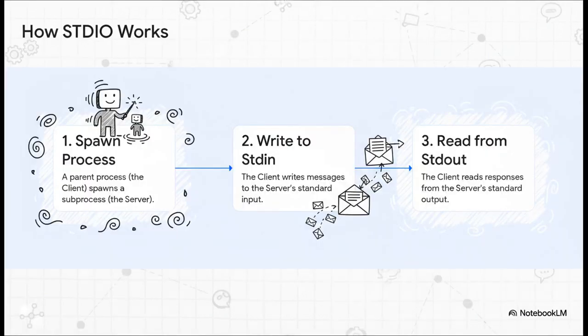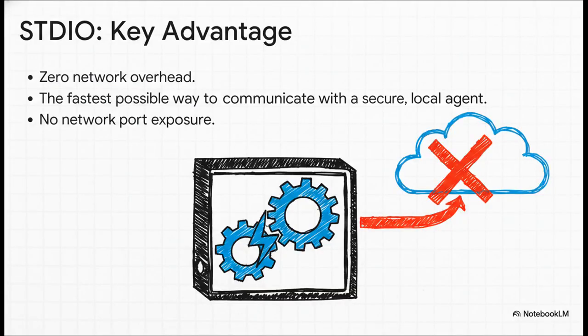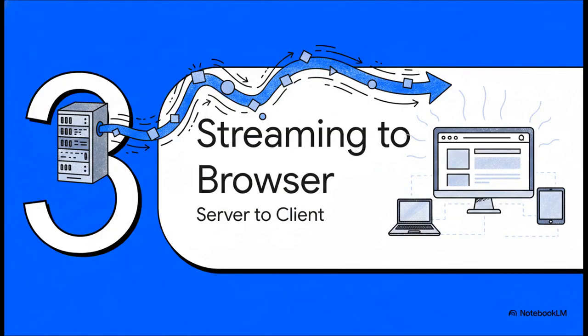And how it works is beautifully simple. A main program, the client, starts up a little helper program, the server. It sends instructions to the server's inbox, that's its standard input, and then it just waits to get the results back from its outbox, its standard output. It's really just a direct, private conversation. Now, the huge advantage here: zero network overhead. Since this conversation never touches the network, it is lightning fast. We're talking the fastest possible way for something like a command line tool to talk to a local script securely and instantly.